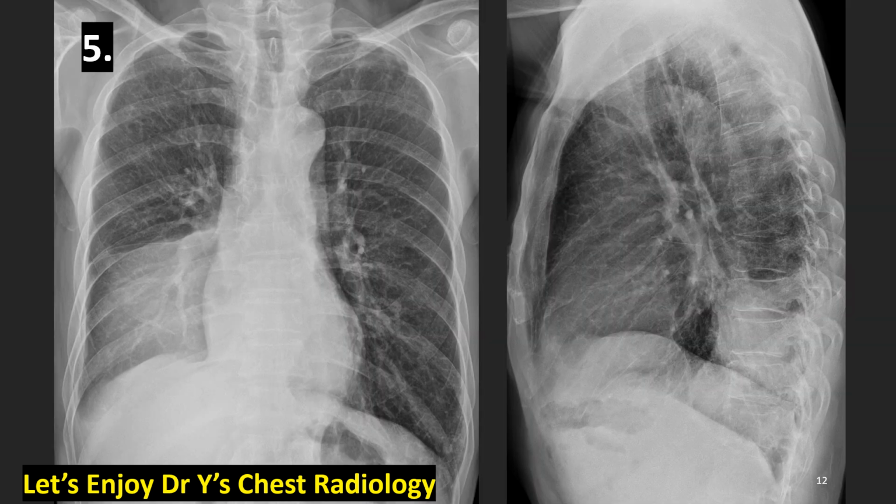This fifth case is interesting. Let's see what's the difference from the previous fourth case. Let's first see the lateral film. Almost similar, same findings. Right lower lobe involvement, saving the superior segment. But we see clearly the two diaphragms.